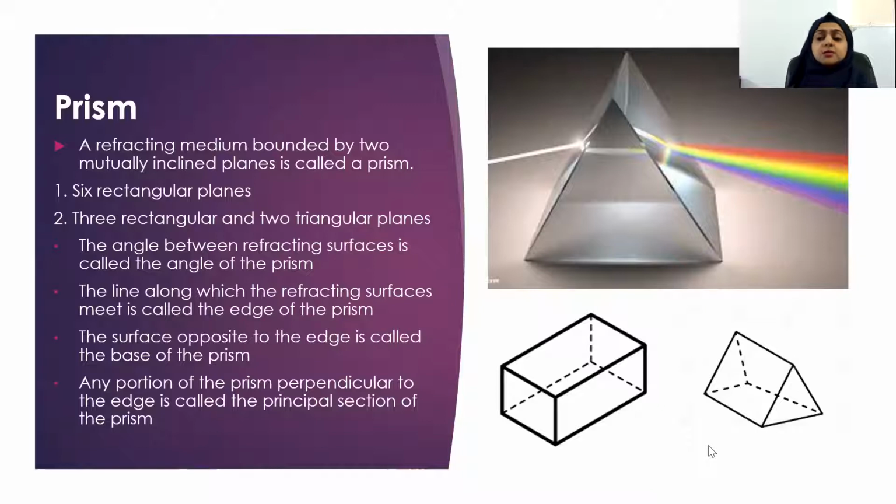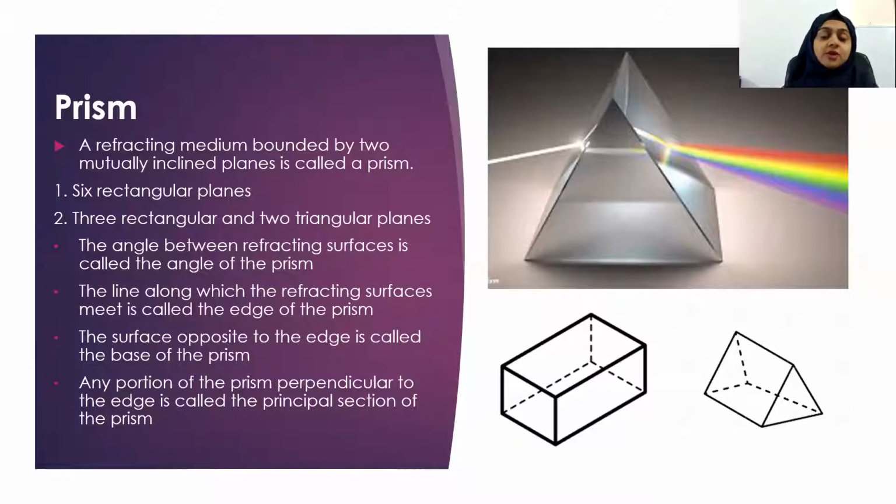Now, a few terms related to different parts of a prism. The angle between the refracting surfaces is called the angle of the prism. So, which are the two refracting surfaces? This one and this one. So, this angle is called the angle of the prism. Mostly, the angle of the prism is represented by the letter A.